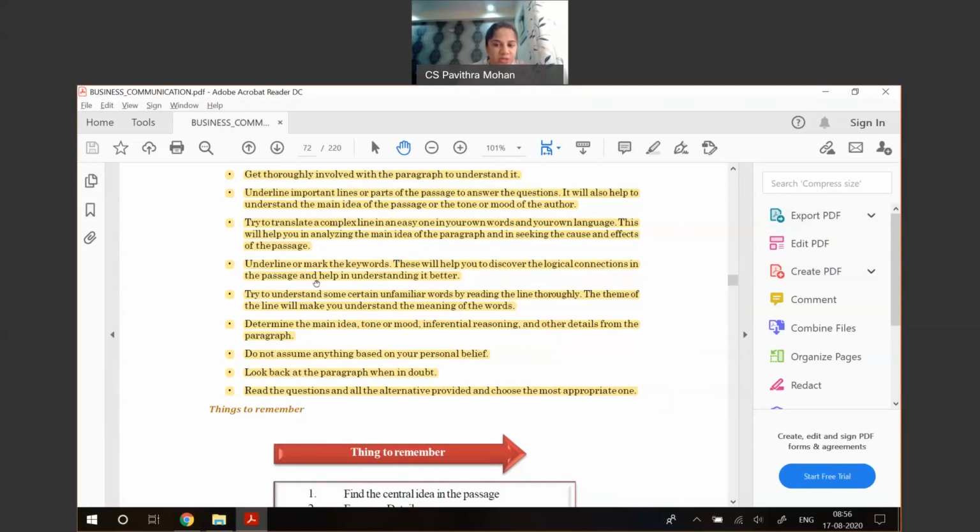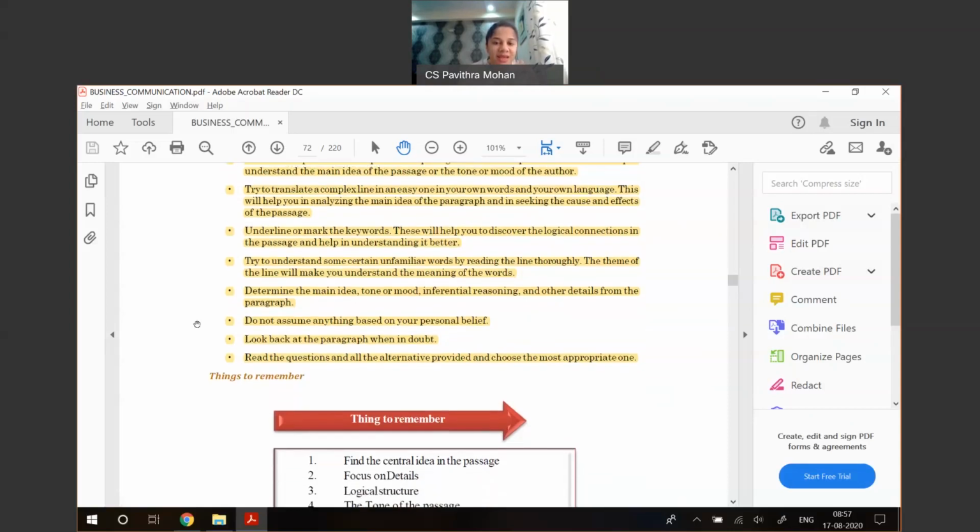Underline or mark the keywords. I've told you already, whatever the important keywords are, kindly go ahead and underline them. It will become easier for you to understand the logical connections. Then try to understand unfamiliar words by reading the line thoroughly. If there are any words whose meaning you don't know, read it over and above. If you read it twice or thrice, you will understand in what context that particular word is being used. Therefore you will understand the entire meaning of that particular sentence. Determine the main idea, tone or mood, inference reasoning, and other details.